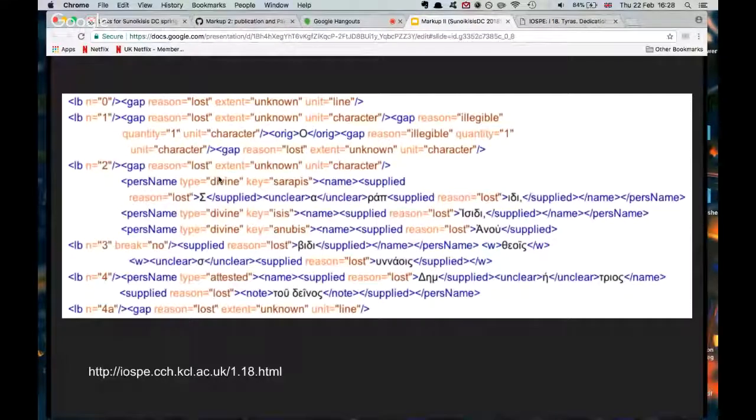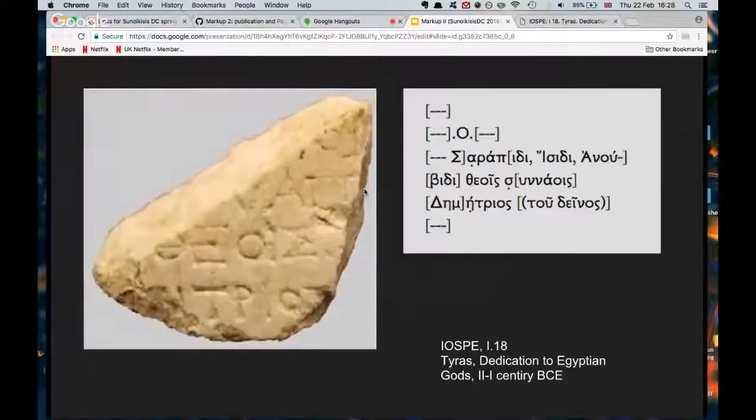Right, so there's a lot of gaps. Then we have a personal name of a divinity, Serapis. And some of the name is supplied. If we go back, we can have a look at the Leiden and see that the S is restored. Arap is sort of on the stone, apart from the alpha, really. And then the rest is also restored.